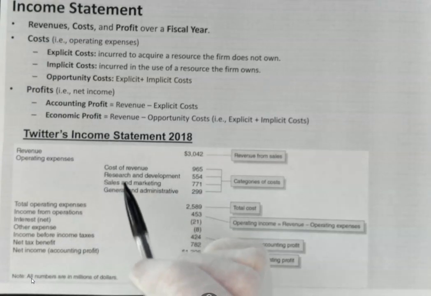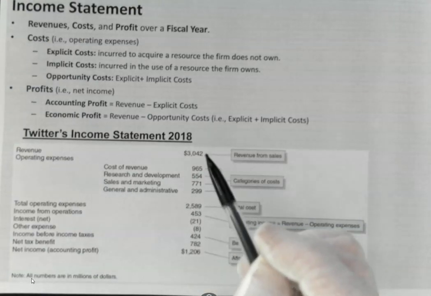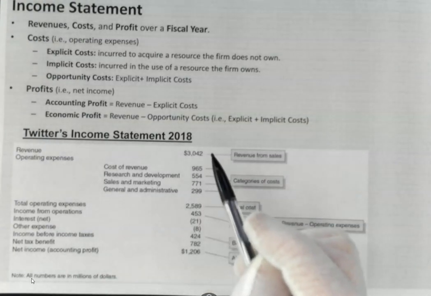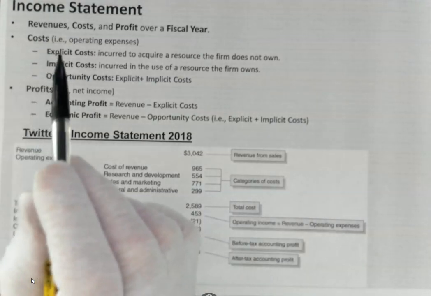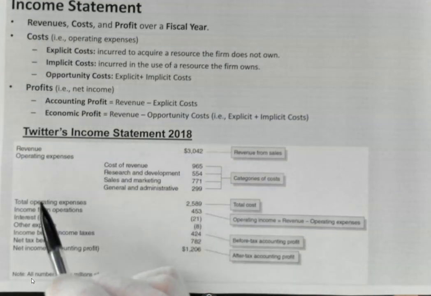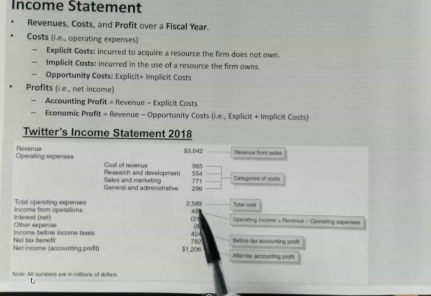Let's take a look at Twitter's income statement in 2018 to just illustrate this process. So Twitter brought in, these are in millions, so we're going to add 6 zeros, so this is $3 billion in revenue. They had some operating expenses, right, some costs, and it breaks them down here, a variety of different ones. If you add up all 4 of these categories here, you'll get the total cost of essentially $2,589,000,000.